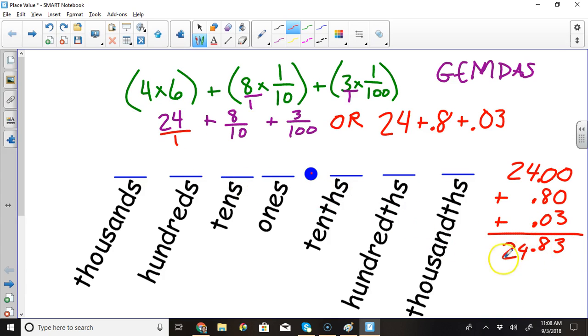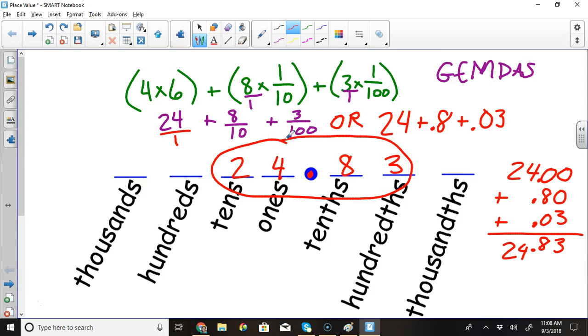So I have my tens number, right? 20 is a tens, 4 is a 1, 0.83. So 24.83 is how you would say this as a base 10 number, or 24 and 83 hundredths.